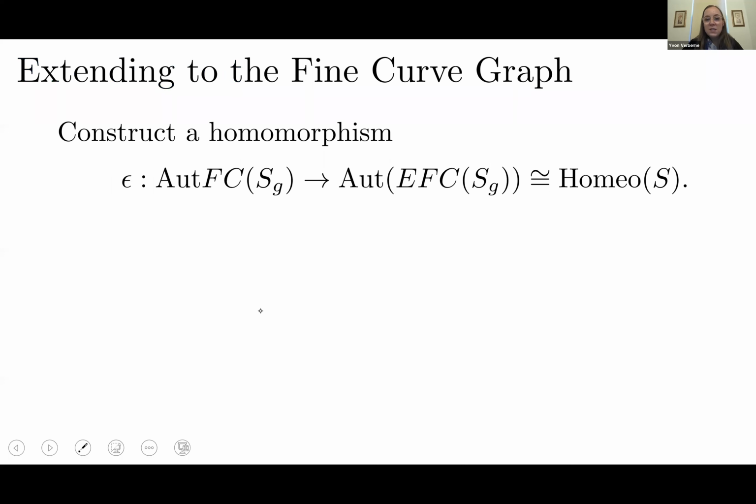So now what we want to do is take the work by Farb-Margalit and extend this to the fine curve graph. So in particular, our goal is going to be to find a homomorphism from the automorphism group of the fine curve graph to the automorphism group of the extended fine curve graph, because we already know that that object is isomorphic to the group of homeomorphisms of a surface. And so the main tool that we're going to use is something which we call a Bigon pair.